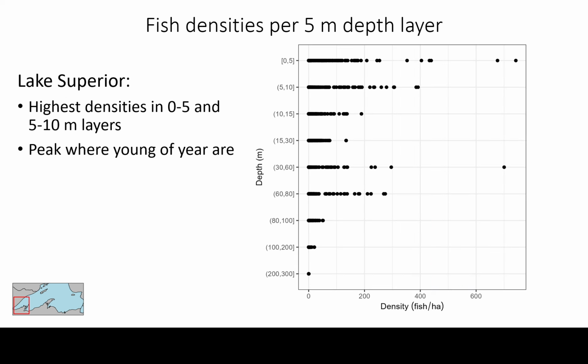So looking at the fish densities in each 5 meter depth layer in Lake Superior, we did see the highest densities of fish in the top 5 meters and in the 5 to 10 meter layers. And that's exactly where we'd expect to see the young of year fish.